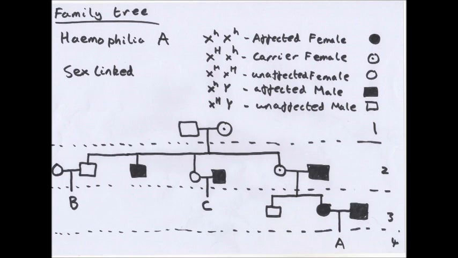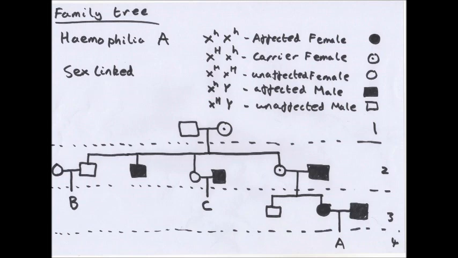Then there's also an affected male, so the mother carried on her affected X chromosome. There's an unaffected female, so dad passed on his X and the mother passed on her unaffected X chromosome. And there's a carrier, so the mother obviously carried on her affected X chromosome. I'm not going to go through the rest of this because you can see it yourself.